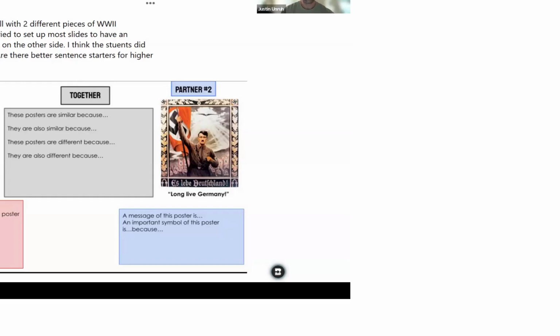So here, partner number 1 talked about this one. Partner number 2 talked about this one. So the American and the German side, and she put similarities in the middle and gave them sentence frames they could use. So once again, another way to do that.